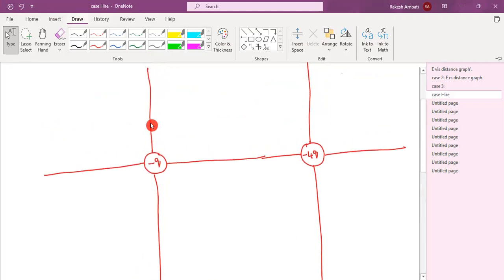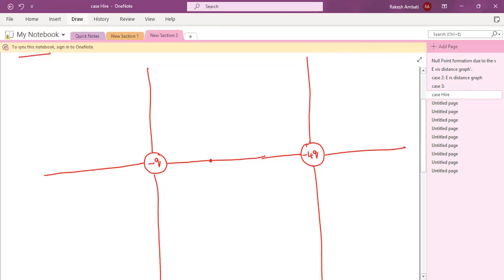Finally, listen once again, both are negative charges, both are like charges. In the case of like charges, null points will be formed in between the charges. The second point, I told you already, null point is always formed near to the smaller magnitude charge. So null point will be formed near to the smaller magnitude charge. At null point, resultant electric field intensity becomes 0.